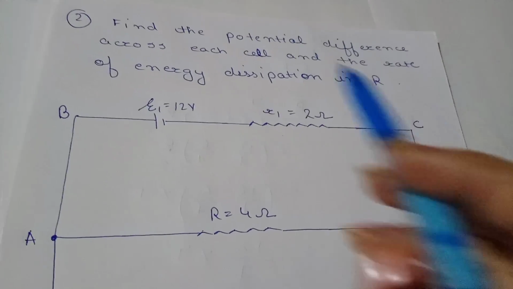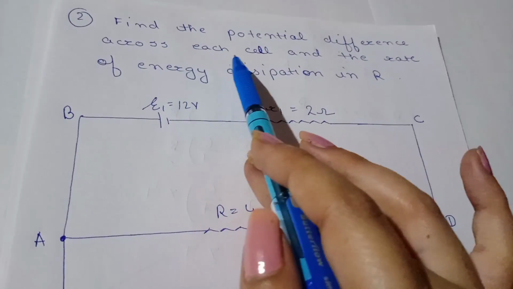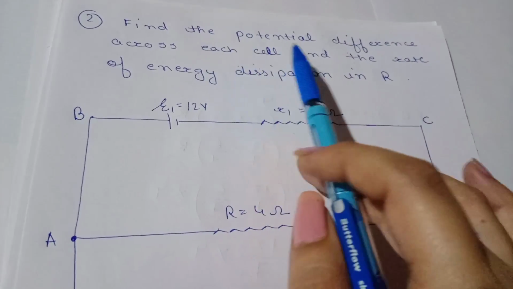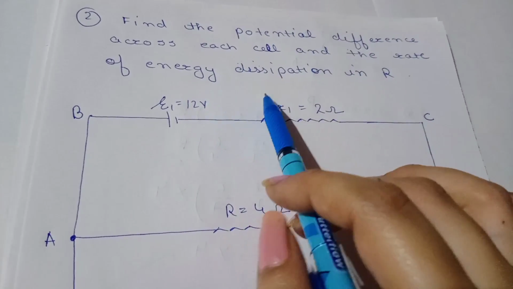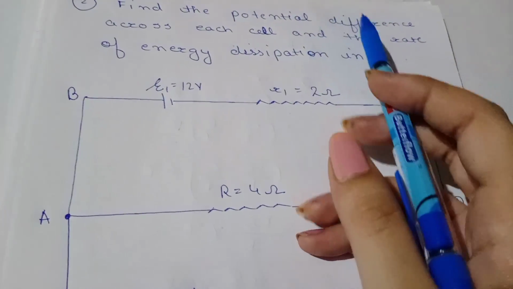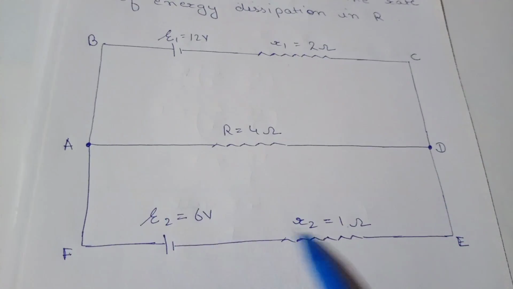This is our next question. In this we have to find the potential difference across each cell. हर सेल के अक्रॉस हमें पोटेंशियल डिफरेंस फाइंड आउट करना है, एंड द रेट ऑफ एनर्जी डिसिपेशन इन R. और R के अक्रॉस, दिस इज R, इसके अक्रॉस हमें एनर्जी डिसिपेशन देखनी है. ओके, सो दिस इज अवर फिगर.